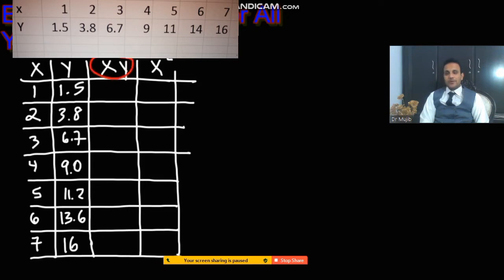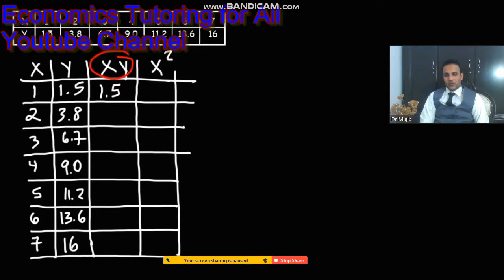After multiplying the two columns, x with y, 1 multiplied by 1.5 is making 1.5. Similarly, 2 multiplied by 3.8 is making 7.6. As well, you have to multiply 3 with 6.7, and the value is calculated to be 21.1, 36 as well, 57, and so on.